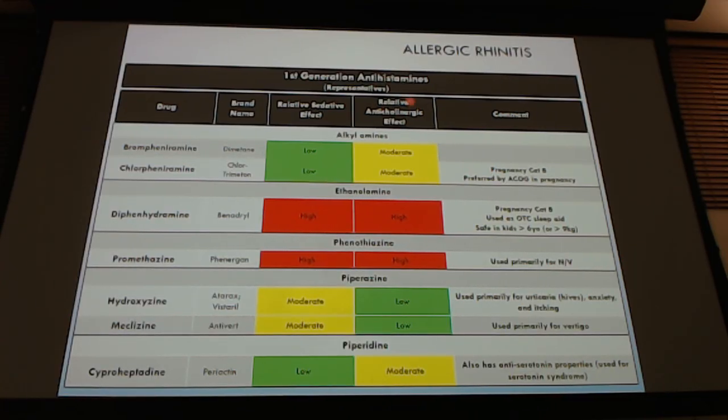These are the big side effects that we talked about when we were talking about our first gen, right? So I have my sedation, or my drowsiness, and then I have my anticholinergic effects. When I'm looking at my alkylamines, I don't have a lot of drowsiness, but I do have some of those anticholinergic effects, with your chlorpheniramine being the one that we can most likely see used in pregnancy. When you're looking at your diphenhydramine, the side effect profile of this is just not fantastic.